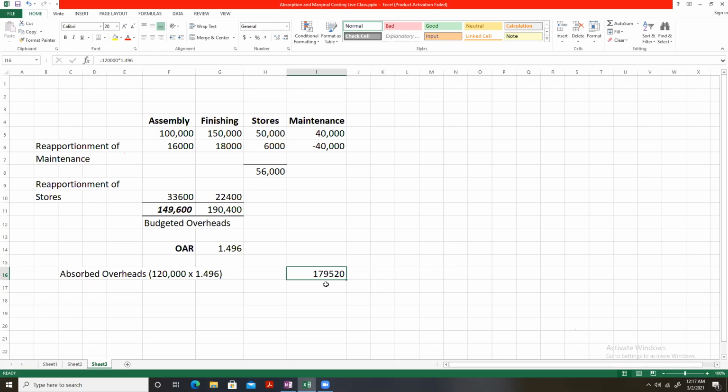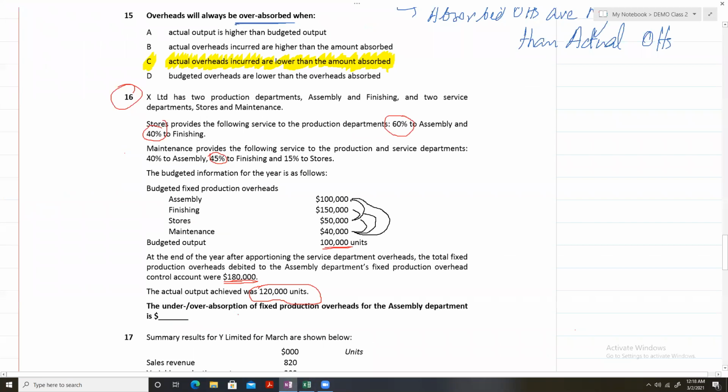What do we need to subtract from this figure? Please let me know by writing in the chat box. What should be subtracted from this figure to get an over or under absorption of overheads? The question is in front of you.